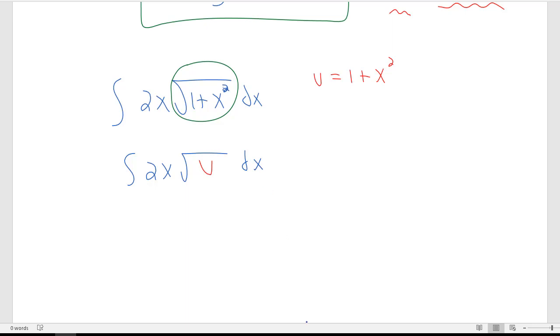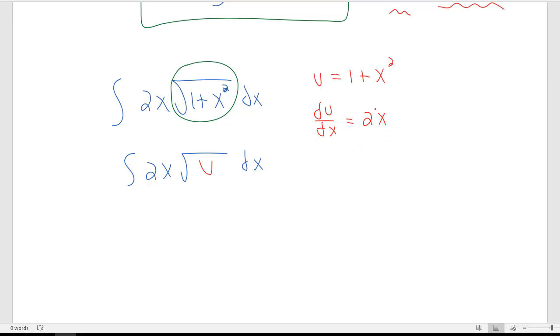Now, just like we talked about in that first example, I now have a mismatch of variables, right? I have a u variable and these x variables, and I need to get everything in terms of the u variable. This needs to be a du, this guy needs to be in terms of u, if we can, right? And that's always going to come from the derivative of the u. So I'm going to come back over here, and I'm going to take the derivative of the u function, and that's going to give me 2x.